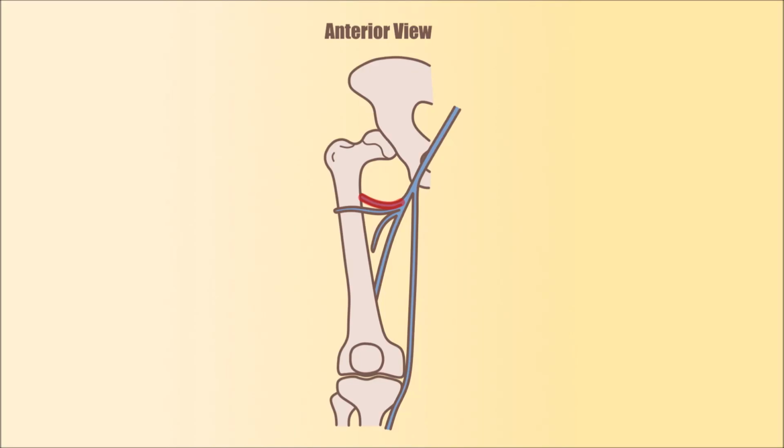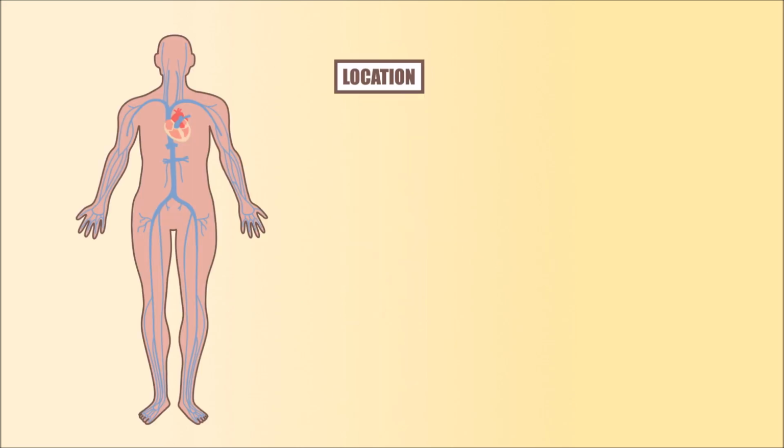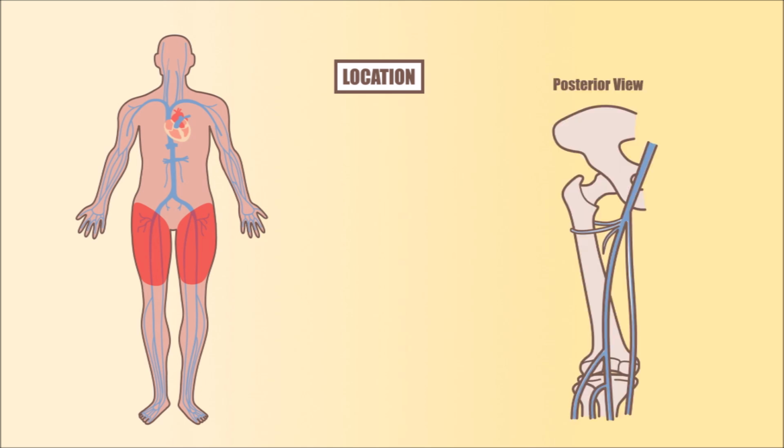In this video, we're going to go over the structure and function of the medial circumflex femoral vein. Firstly, where is this vein located? The medial circumflex femoral vein is located in the upper leg region of each leg. If we look more closely at the veins from the posterior view of the left upper leg, we can see this vein highlighted in red.